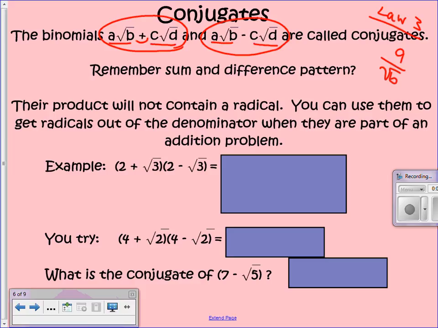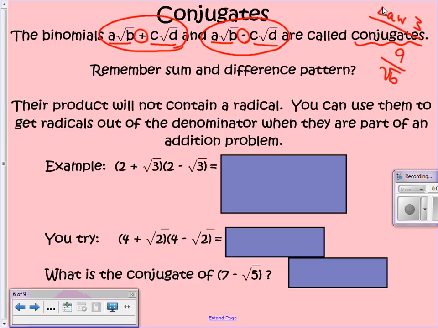The only change is one's an addition problem, one's a subtraction problem. We call this conjugates. It's kind of like in science how you translate it given the situation. It's kind of the same idea here. We translate to give the situation what's needed. So let's take a look at the first example here.